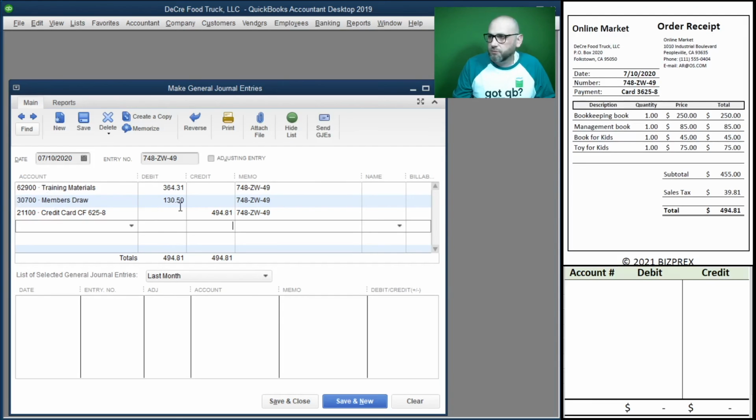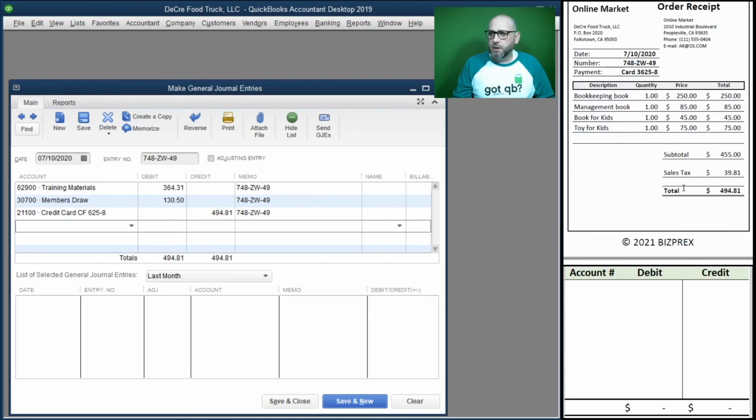We also have some items that we bought for personal use, I don't know, gifts for friends or something. So again, we did our draw because it reduced our equity. We took money out of the business. And then we increased our credit card balance, right? So that went up through credit. So here we are, the entry is in balance, we're good to go.